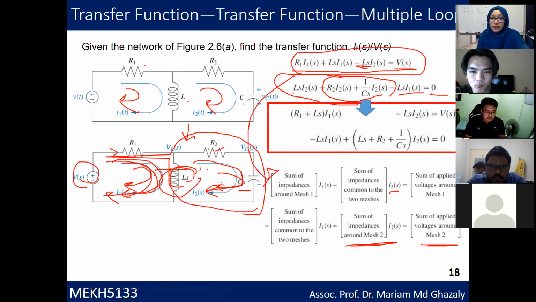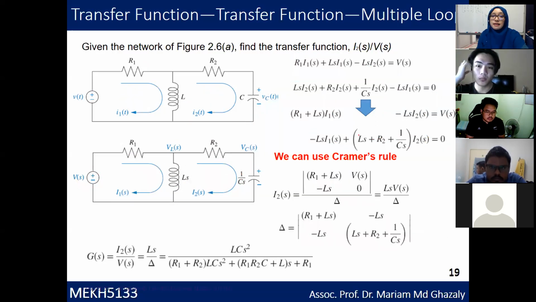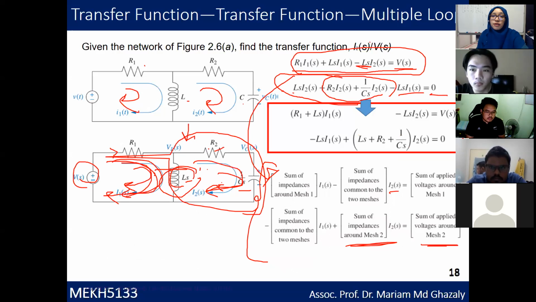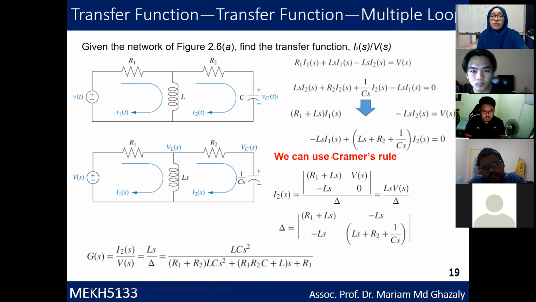We rewrite it according to this general equation. So you have I1, I2, and then I2 equal to the voltage at the side here. The reason is that we are going to calculate I2 over VS. We have not finished yet. We are only getting the equation around each mesh. Okay, so from here we continue.